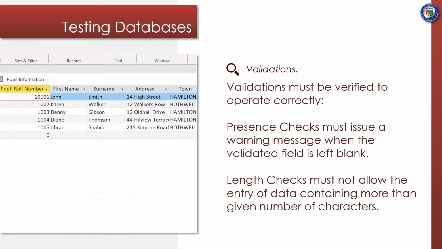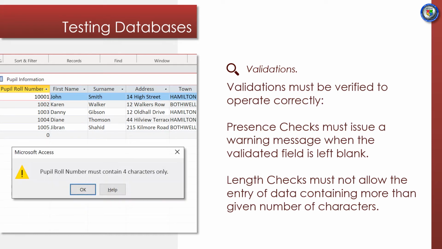For example, pupil roll number in this case must contain 4 characters only. This example shows that there have been 5 characters entered, therefore the user would get this error message.